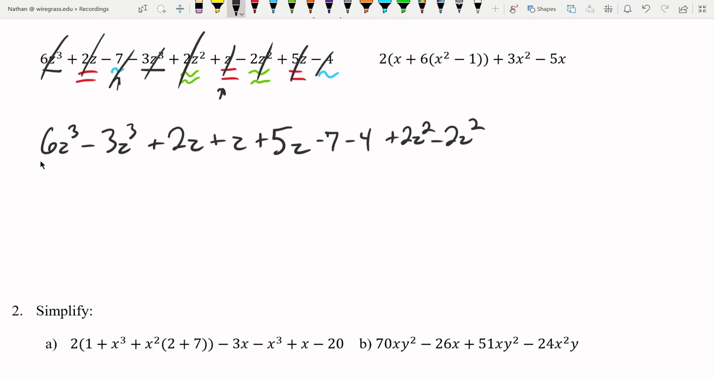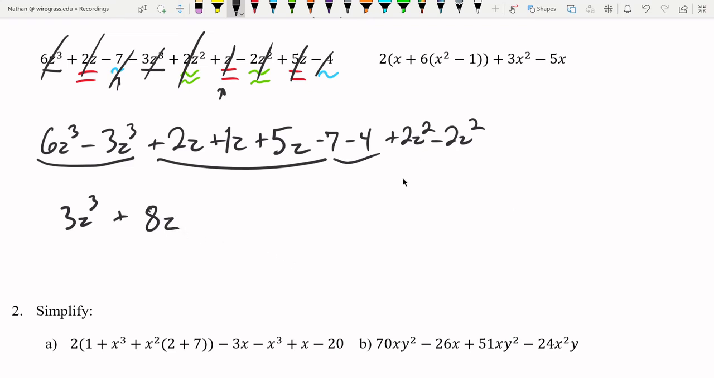Okay, now I can combine these two like terms. If you have the same exact variable part, all you have to do to combine them is add or subtract the numbers in front. So here we have 6z cubed minus 3z cubed. So we have 6 of them minus 3 of them. That means there's 3 left. And leave the variable part the exact same. Here we have 2z plus 1z, right? I can write this as 1z, plus 5 more. So 2 plus 1 plus 5, that's 8 total.